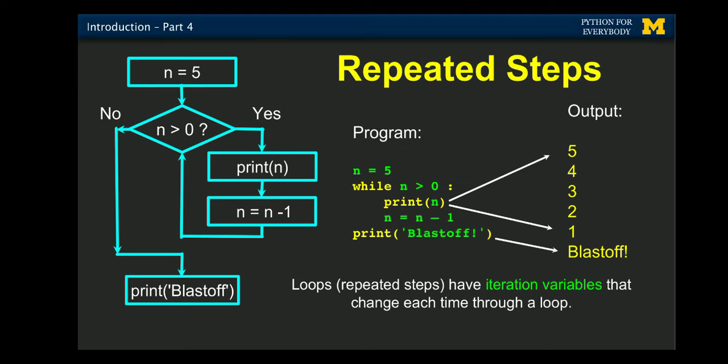Repeated steps are where we want something to be repeated from time to time. We use repeated constructs such as for loops or while loops. Loops, which are repeated steps, have iteration variables that change each time through the loop. We are going to discuss that further later.